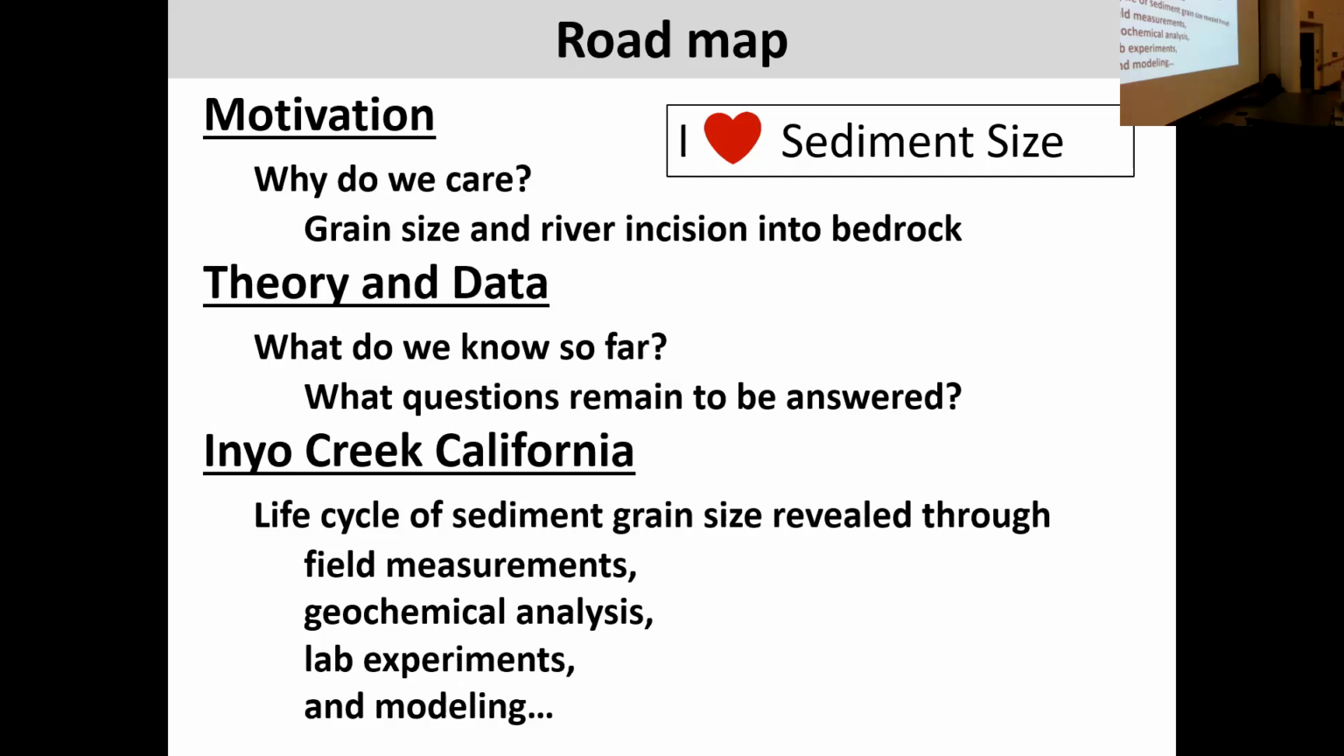But then we'll look up at the hill slope and think about the production of sediment and a little bit about what do we know and what kind of questions remain to be answered, which are many. And then I'll take you to Inyo Creek, California, on the east side of the Sierra Nevada, where we've done an extensive study of a small catchment, trying to characterize the life cycle of the sediment particles that are produced in this watershed. Where are they born? How do they get to the outlet? How are they changed as they go? And we've used field techniques, geochemical techniques, and laboratory experiments, and a lot of cogitation.